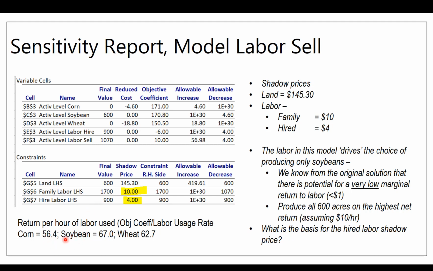And then, of course, for wheat, the objective coefficient divided by labor usage rate is high, but it's not high enough compared to this that it can overcome the low starting value, right? So it's $20 deficient. And you can see that right here in the shadow prices. So it's actually $14.20 worse, accounting for the labor requirements.